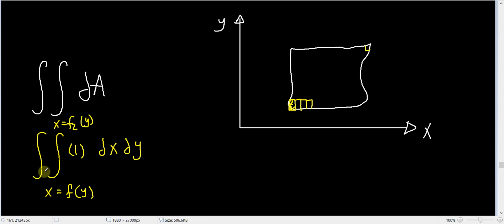Now, the limits for the outer integral must be constants, because this area will be just a number, right? So here I'll have some constants for y, starting from y equal to something, y node, up to y equal to, let's say, y1. So let's take a simple example for this.